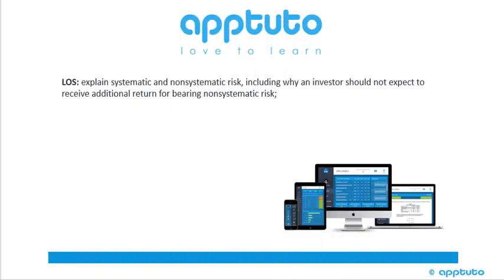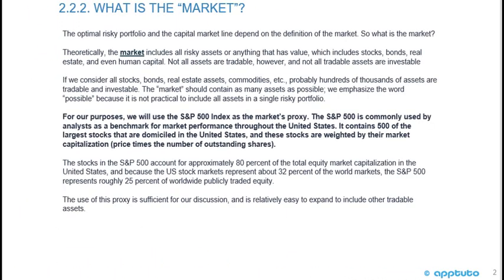This LOS explains systematic and non-systematic risk, including why an investor should not expect to receive additional return for bearing non-systematic risk. What is the market? The optimal risky portfolio and the capital market line depend on the definition of the market. So what is the market?